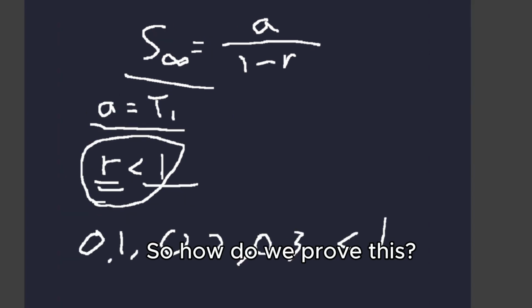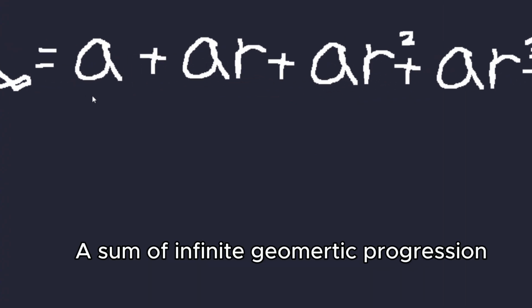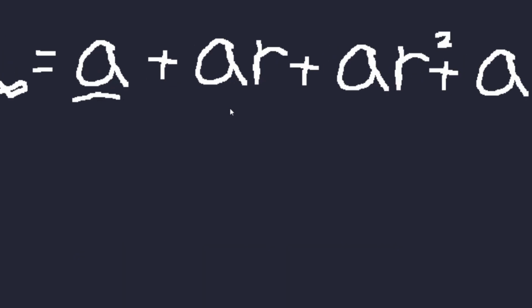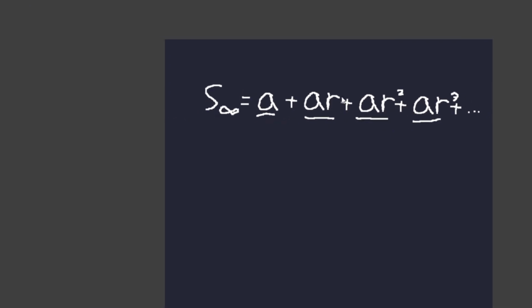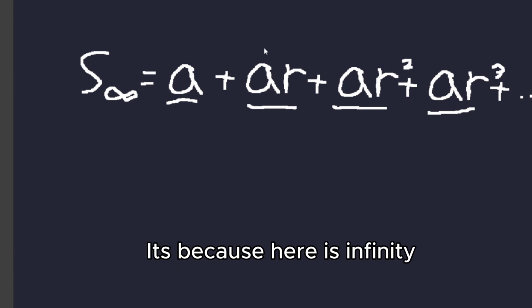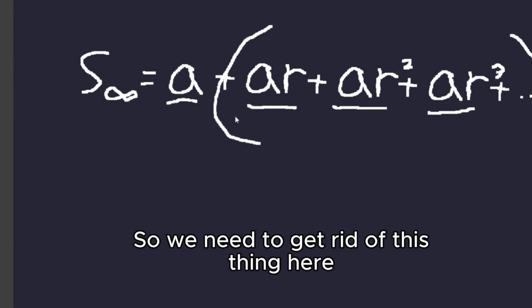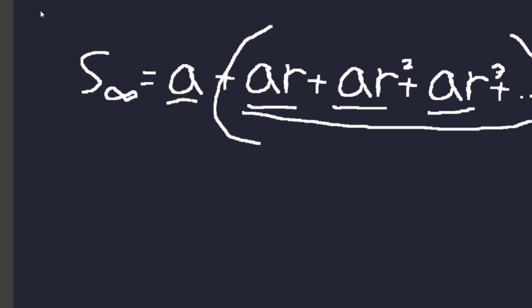So how do we prove this? Well, an infinite summation is basically a geometric progression, the summation of an infinite geometric progression, which is your A, your first term, AR, your second, AR square, your third, AR cube, your fourth. So the main problem when we start proving the infinite summation formula is because here is infinity. So we need to get rid of this thing here. How should we do this?